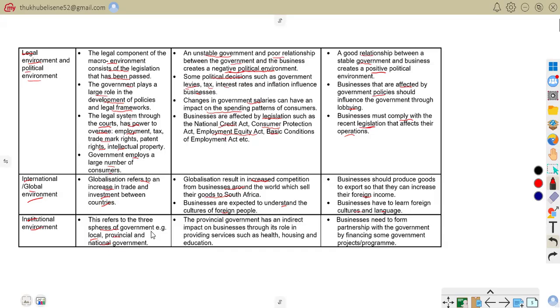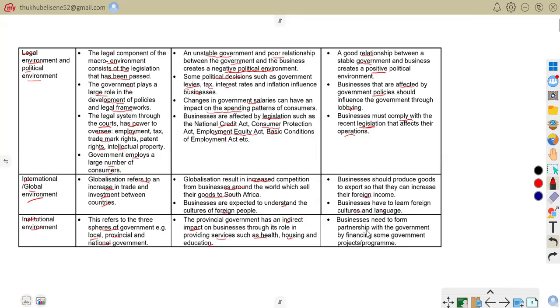That is that. So the challenge is that the provincial government has an indirect impact on business through its role in providing services such as health, housing, and education. The quality of education, health and housing impacts business. For example, poor education means fewer skilled workers. That's what it means.